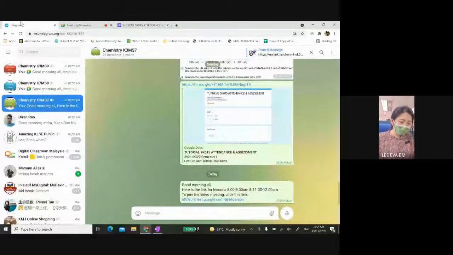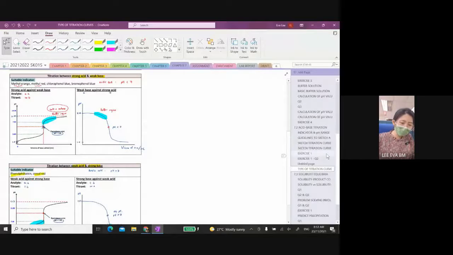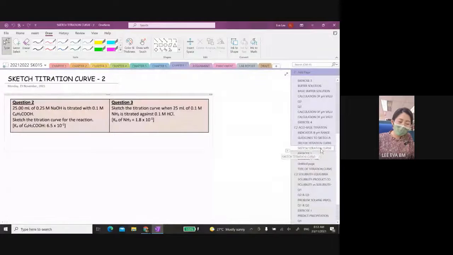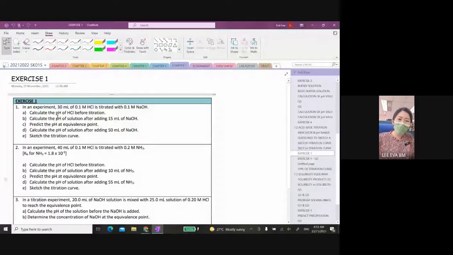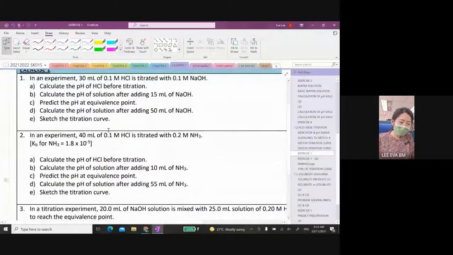Okay, for the lesson at 11, we will do a few more examples. The calculation for this one is the general titration curve, and then we will also look at the specific one. If you look at exercise 1 here, you have specific parts A, B, C, D, E. So later Madam will discuss this part as well.